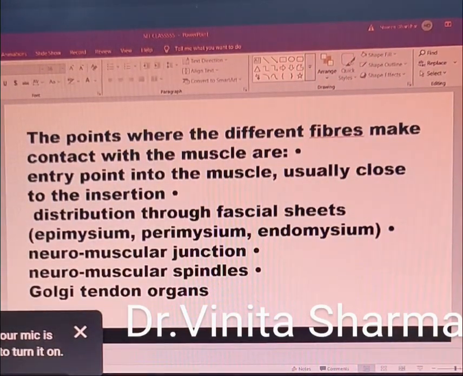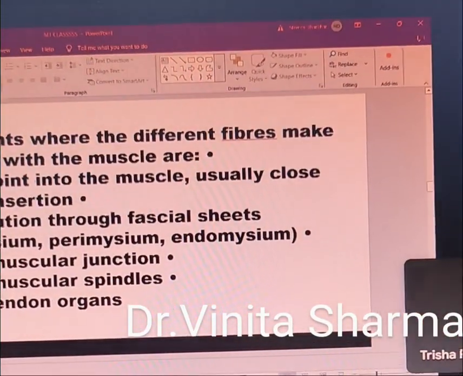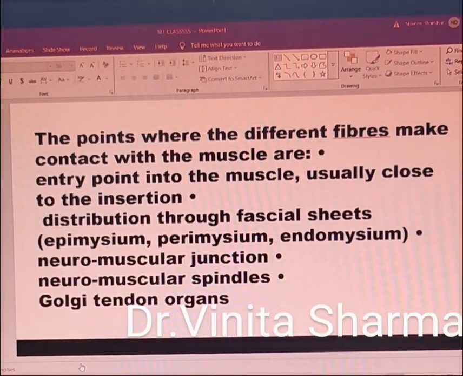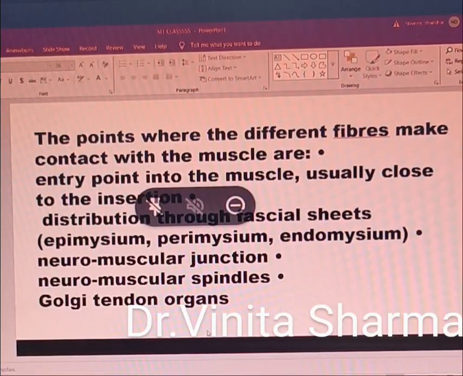Different fibers make contact with the muscles or enter the muscle, usually close to the insertion. So in muscle there are different points of insertion, and distribution through fascial sheaths like epimysium, perimysium, endomysium, through the neuromuscular junction, and through the neuromuscular spindles and Golgi tendon organ. So we study the Golgi tendon organ. Here we have to be clear about how the neuromuscular spindles work and how the Golgi tendon organ works.